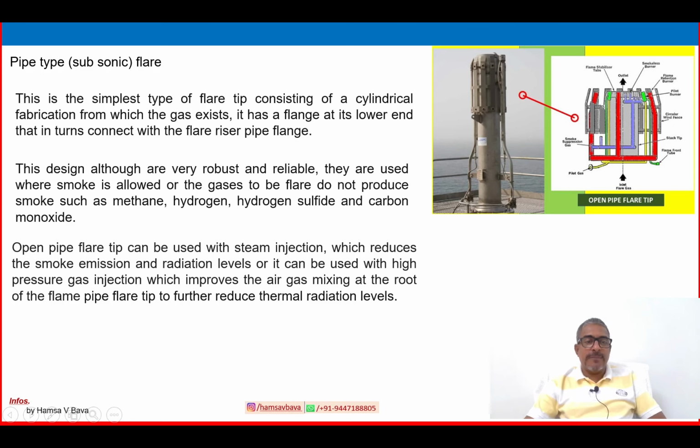Open pipe flare tip can be used with steam injection. Earlier we discussed combination flare, air assisted flare or steam assisted flare, which reduces the smoke emission and radiation level when steam is injected. Or it can be used with high pressure gas injection, which improves the air gas mixing at the root of the flame, pipe flare tip, to further reduce normal radiation. So various other combinations are also available to minimize smoke emission or radiation level.